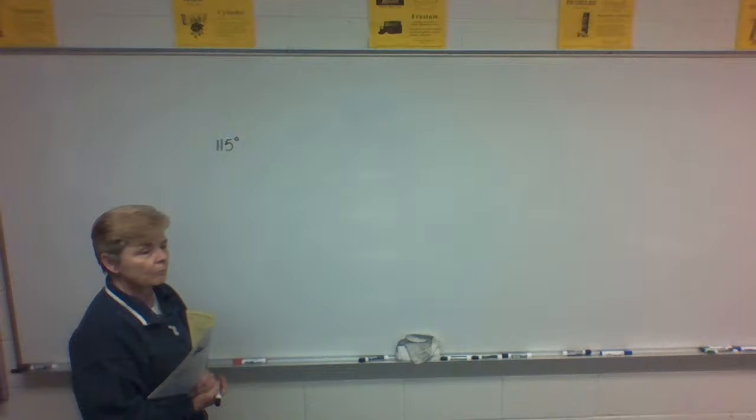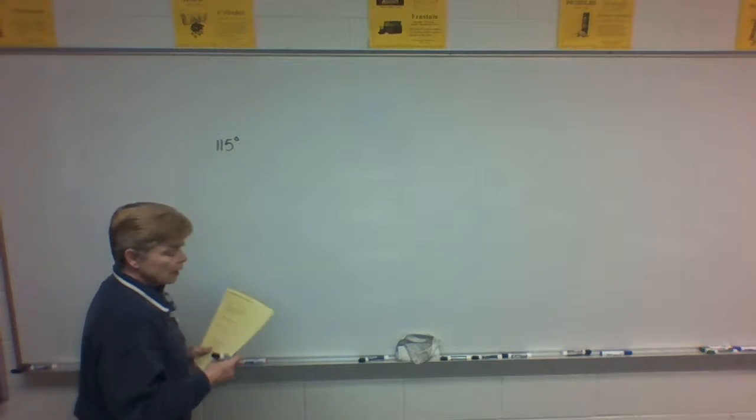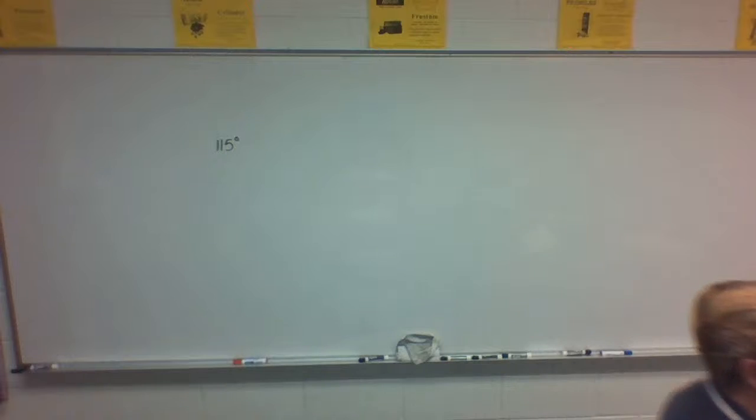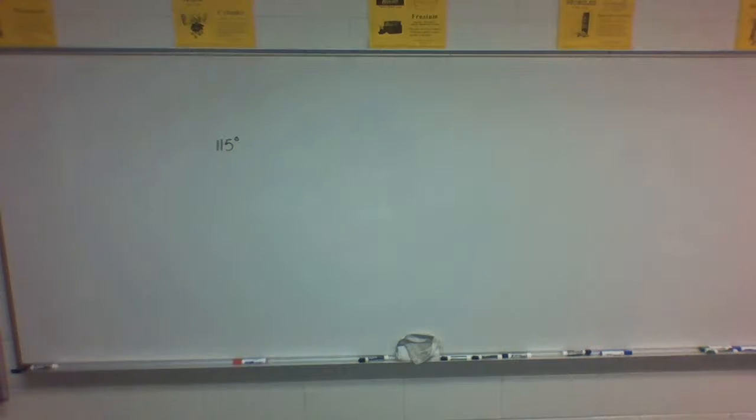115 times pi divided by 180. That's correct. Did you hear what Andrew said? So 115 times pi divided by 180. Okay. How do you know it's pi divided by 180 and not 180 divided by pi? That's the conversion factor, or its reciprocal every time. How do you know which one's which?